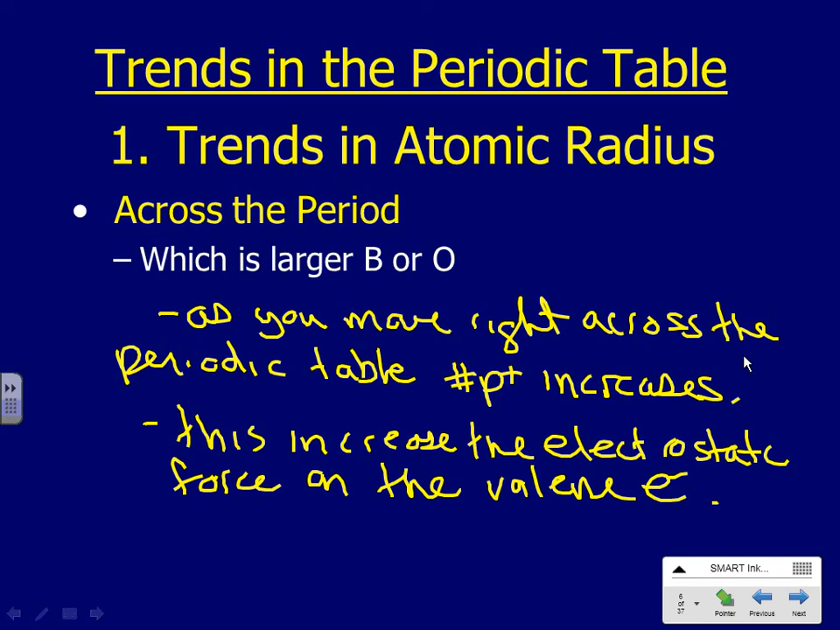Yep, what do you got? Therefore, oxygen has more protons. So we've already made that argument, right? But that's fine. You just tell us, as you move right across the periodic table, you could say oxygen has more protons. But you're right. Therefore, oxygen has more protons. There it is there. This increases the electrostatic force. Therefore, now I just need to finish it.